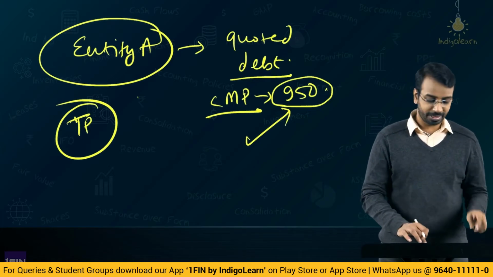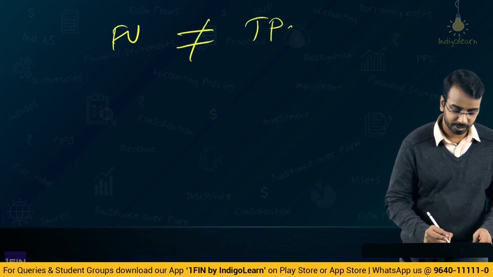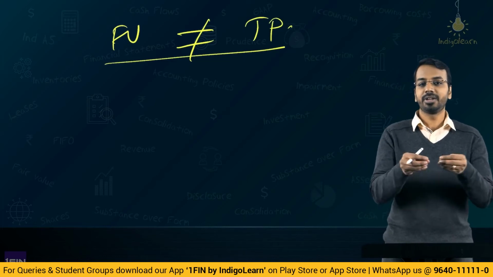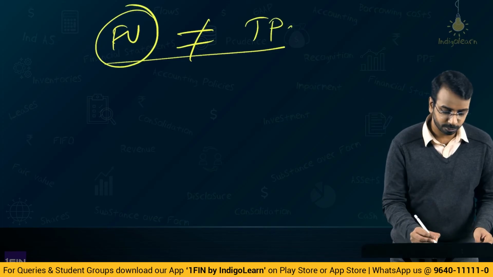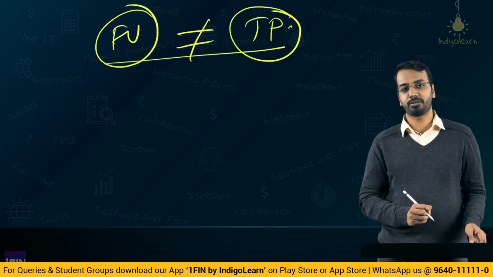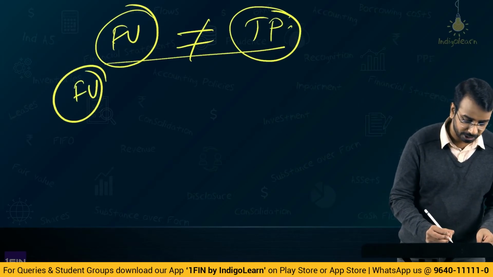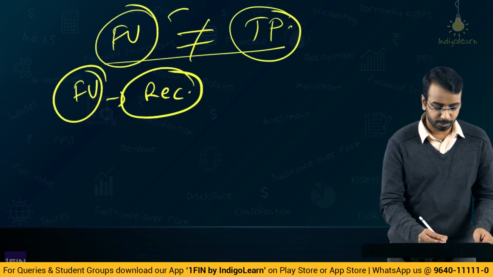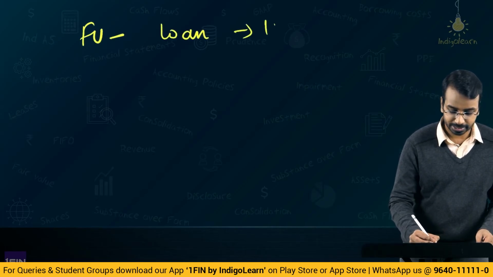But then there could be cases where fair value and transaction price are not the same. For example, you give a discounted loan to the employees, or you give an interest free loan to your subsidiaries. In many cases, there could be a case where the fair value is not equal to the transaction price. Then what do we do? Even then, you will account for it at fair value only. The recognition will happen at fair value. So then what about the difference? For example, fair value of loan is, let's say, 10 lakhs.